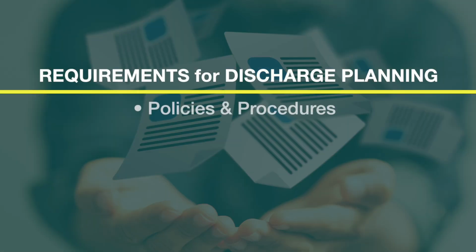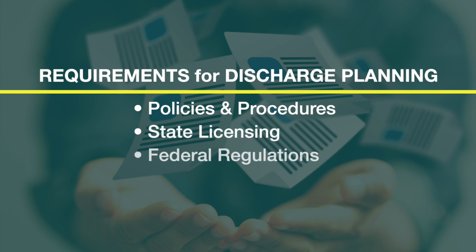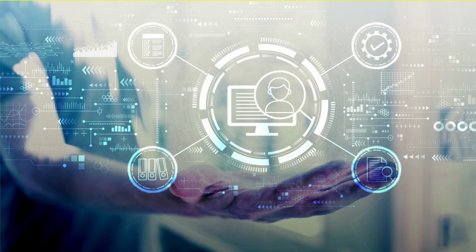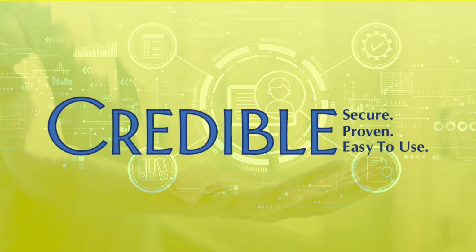Each program has policies and procedures for discharge criteria and planning, including documenting discharge planning in a discharge summary. There are state licensing and federal regulations for all programs that determine the particular information required in a discharge plan. To document discharge planning, use the Discharge Summary form in the Credible Electronic Health Record. It was designed to capture all required areas of information, not just for compliance, but to ensure the individual's smooth transition to his or her new environment.